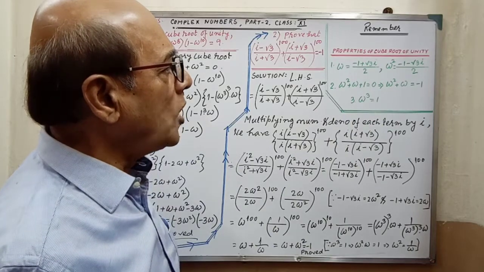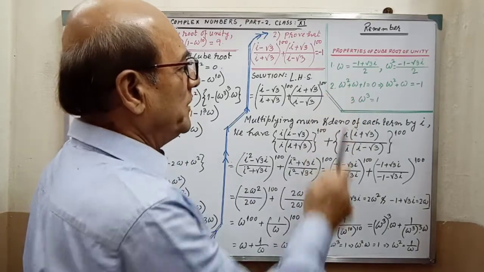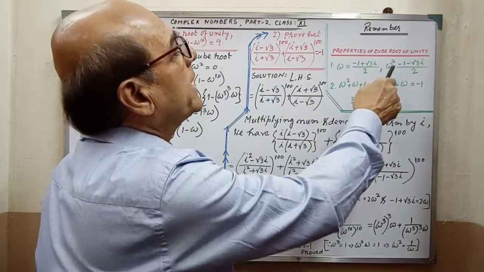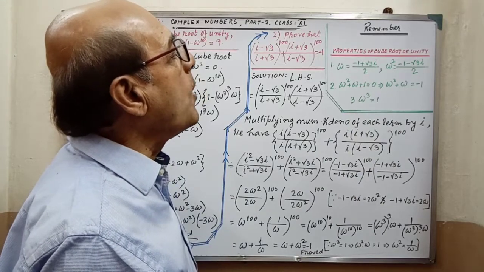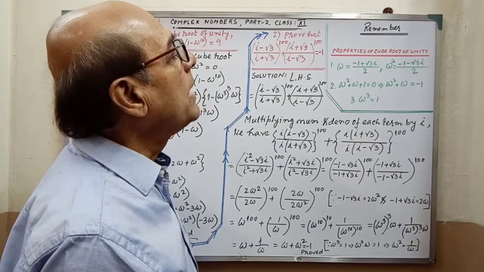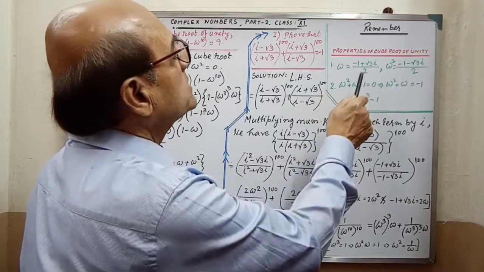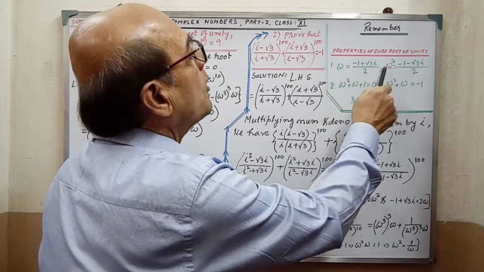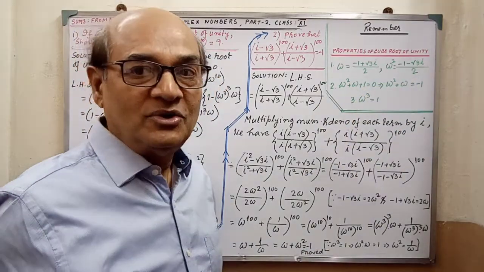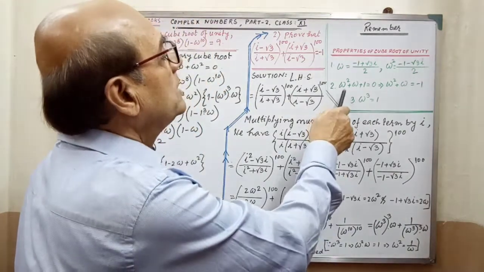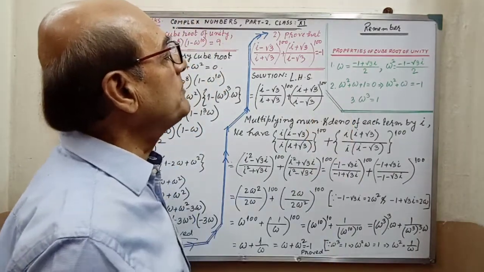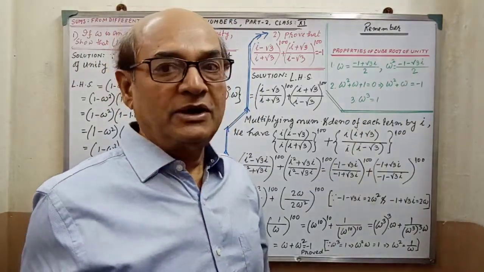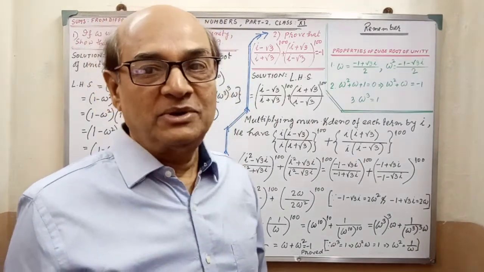Properties of cube root of unity. Omega equals -1 plus root 3i by 2, and omega square equals -1 minus root 3i by 2. By cross multiplication we may also get 2 omega equal to this and 2 omega square equal to this. Now you have to remember omega square plus omega plus 1 equals 0, and omega square plus omega equals -1, and omega cube equals 1.